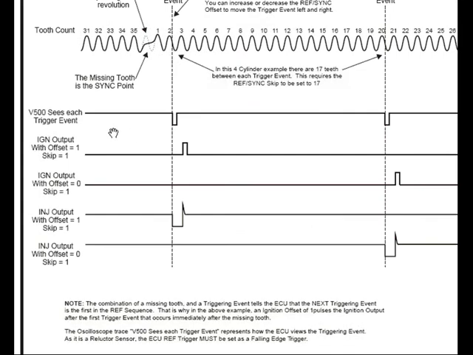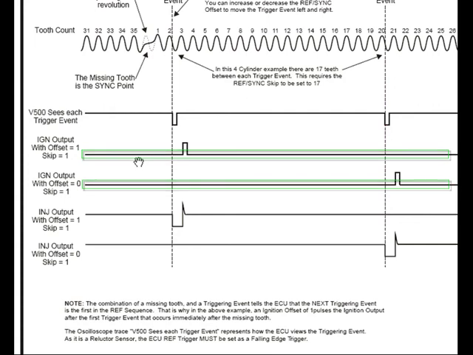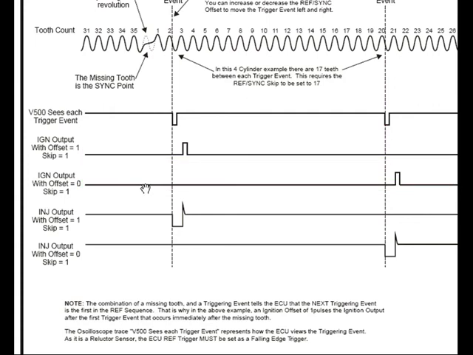Down here you can see the trigger events as the ECU sees it, and the ignition and injection output events. We will use this to represent what the ECU sees the triggering as being. It's a falling edge trigger, so the actual trigger event occurs on the falling edge. These 2 lines here are ignition outputs.